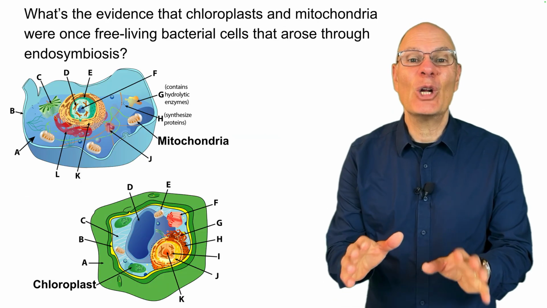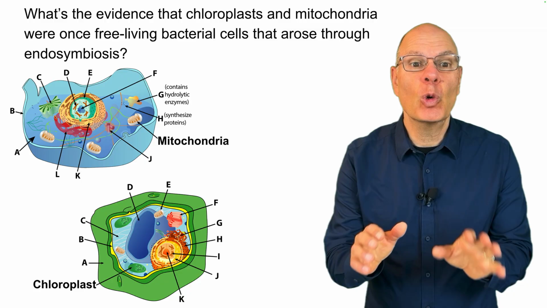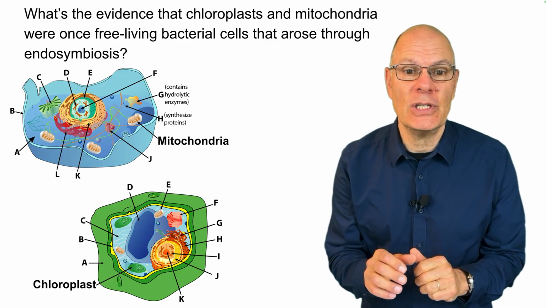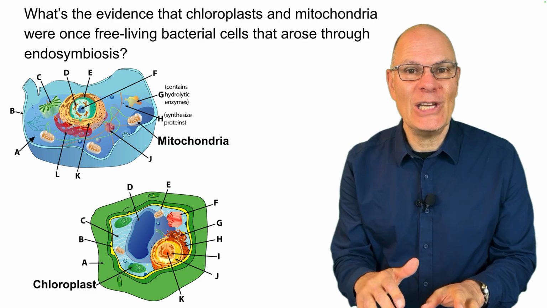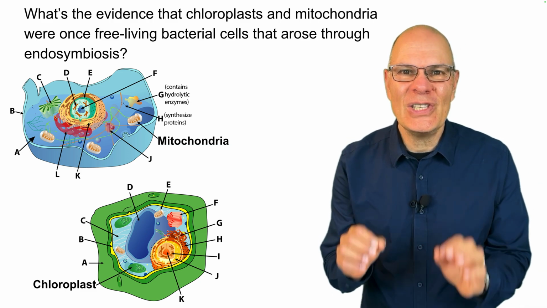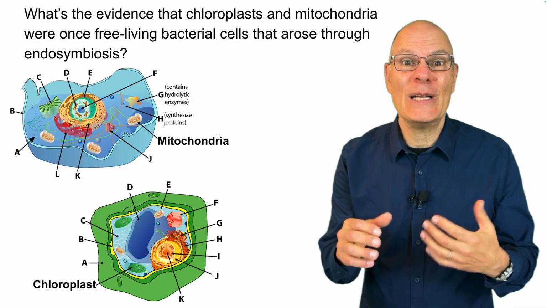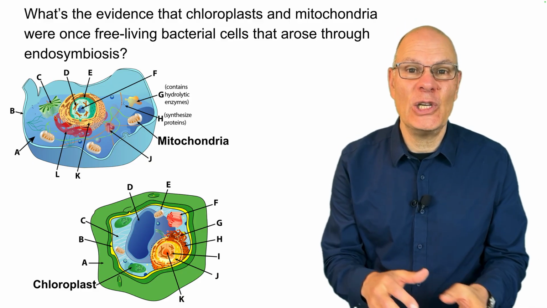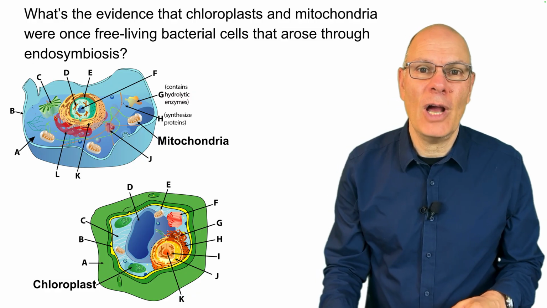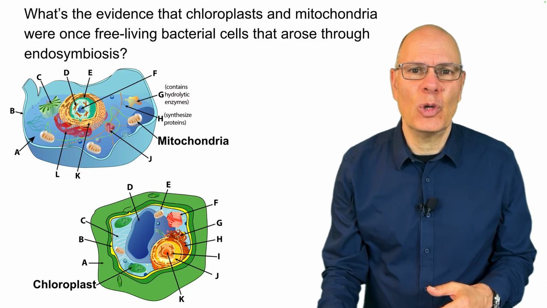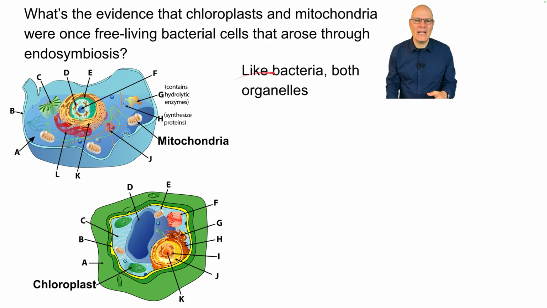What's the evidence that chloroplasts and mitochondria were once free-living bacterial cells that arose through endosymbiosis? If you think about the implications of this idea, it's fairly astonishing. It means that every single cell in your body has been colonized by bacteria that live inside them. Those bacteria have now evolved into mitochondria. In plants, there's not only mitochondria, there's also chloroplasts. What's the evidence for this idea?